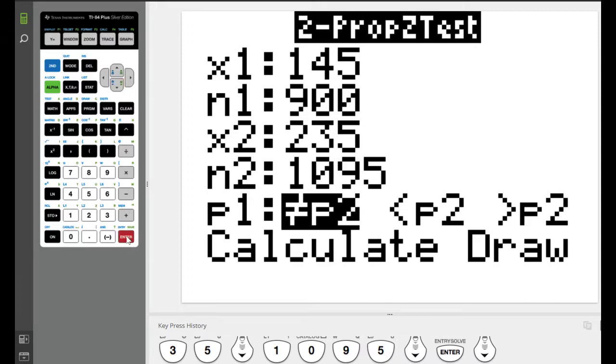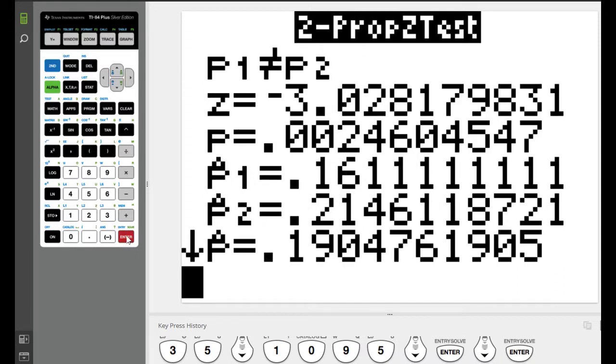And we calculate. And a bunch of stuff pops up. The z-score is our test statistic if we're interested in that. But the p-value is the p without any hat on it. P1 hat is if you take x1 divided by n1. P2 hat is if you take x2 divided by n2. P hat is if you take all the successes together, the x1 plus x2, and put it over the grand total of n1 plus n2. Anyways, p is 0.002.